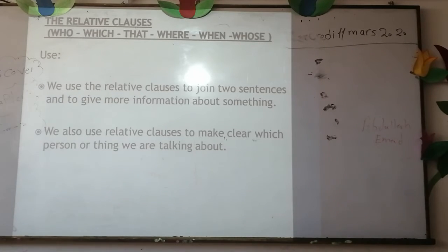We use relative clauses to join two sentences and to give more information about something. We also use relative clauses to make clear which person or thing we're talking about.